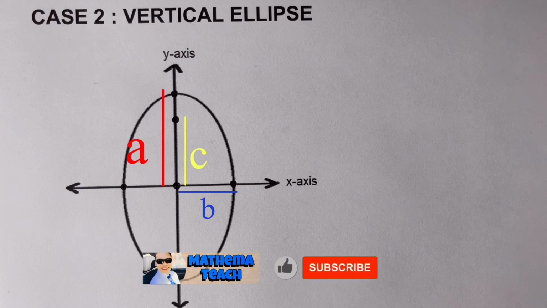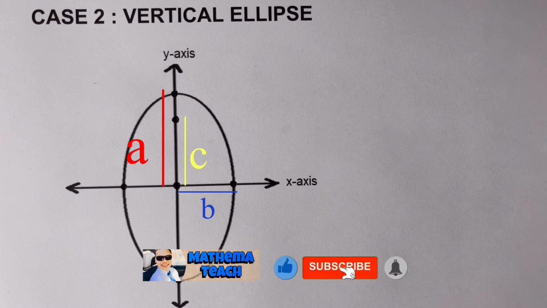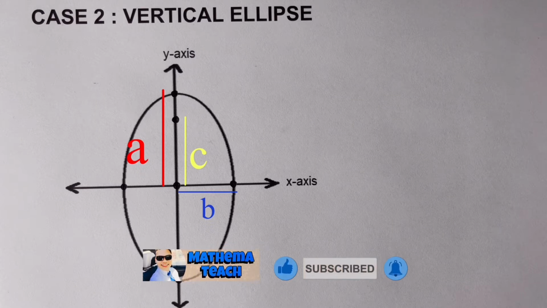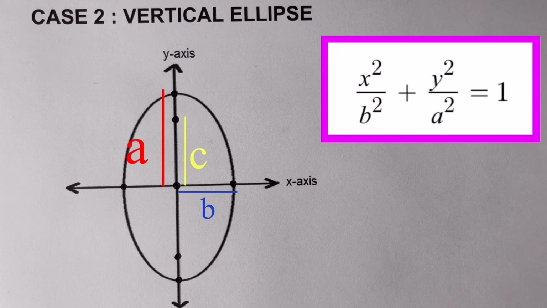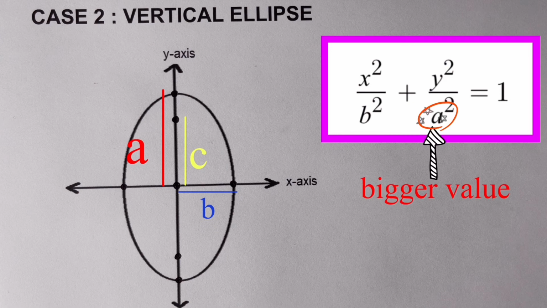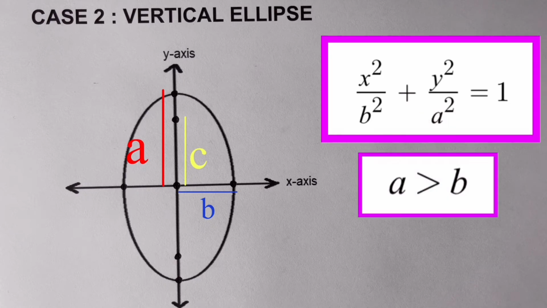Now, using these lengths a and b, we can therefore say that our equation for a vertical ellipse is x squared over b squared plus y squared over a squared is equal to 1. Notice that our a squared is under the y squared. This means that if the denominator under the y squared is bigger than the denominator under the x squared, we are able to get a vertical ellipse. And we also remember that, again, our a is always greater than b.